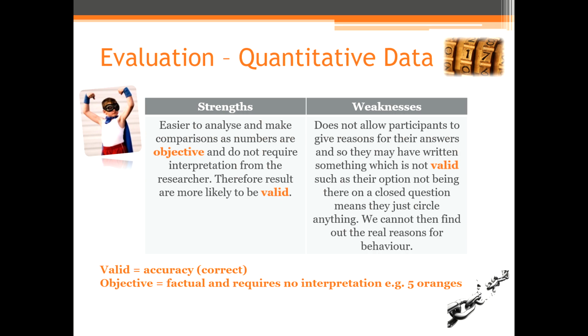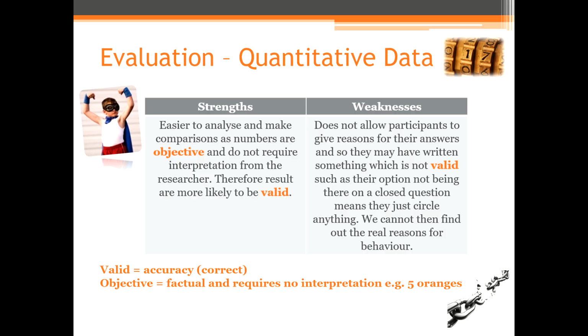Now, the word objective means that it's quite factual, it doesn't require any interpretation. We're not going to have any researcher bias where the researcher might misinterpret it, because it's pretty obvious it's a number. It's quite easy to compare two numbers against each other. So therefore, it's probably quite valid, and valid in psychology is the word for being correct, being accurate.